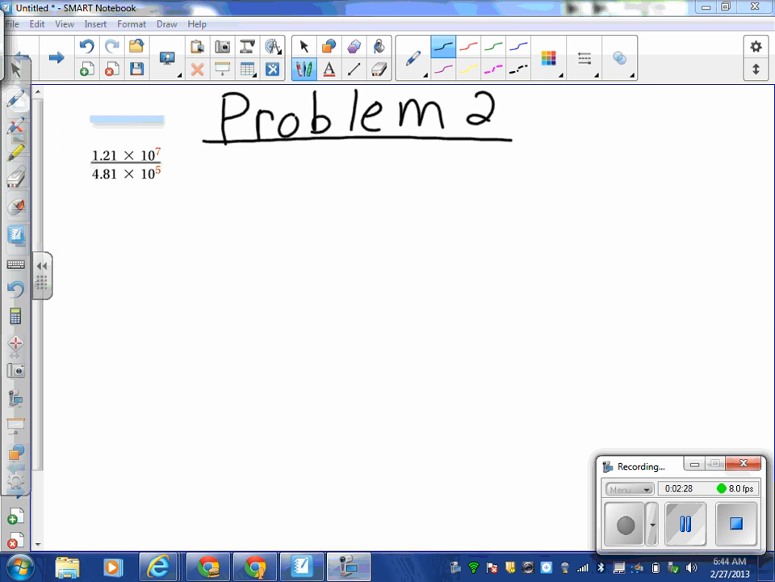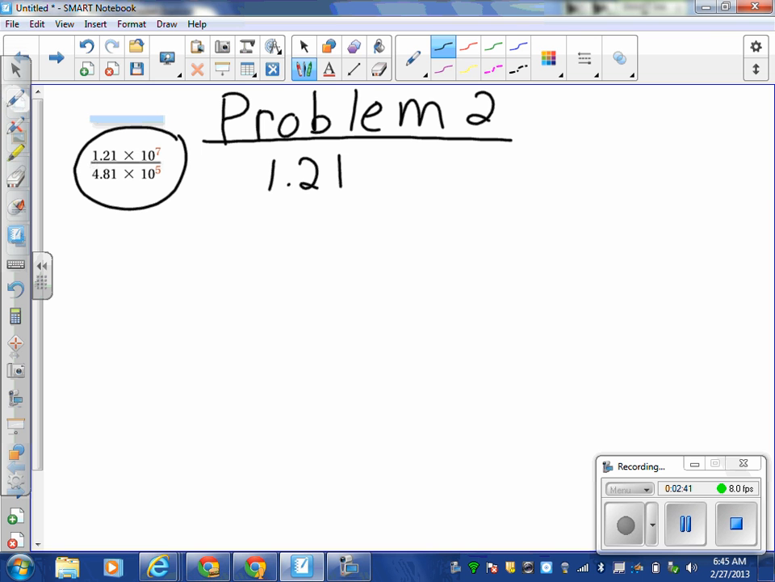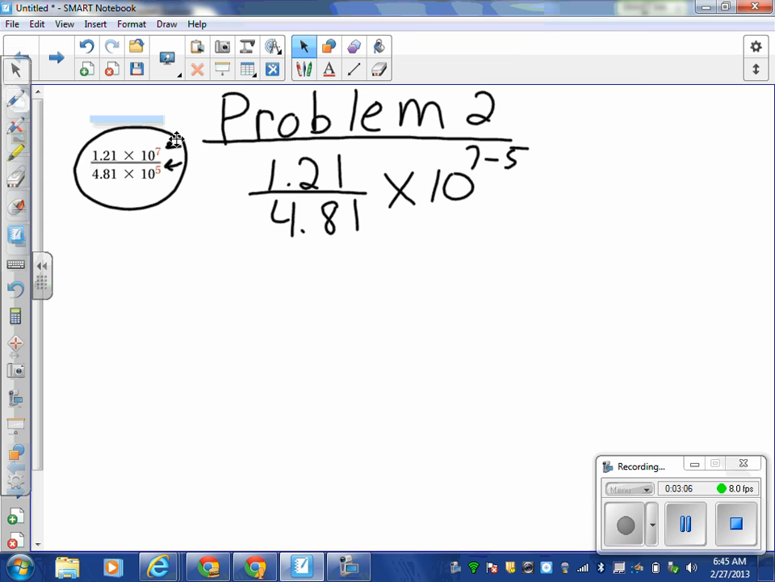How do we solve a problem with scientific notation as a fraction? What we need to do is group them as in like terms. We're going to take 1.21 over 4.81, and then we're going to take that times 10 to 7 minus 5. We need to subtract the top exponent and the bottom exponent.